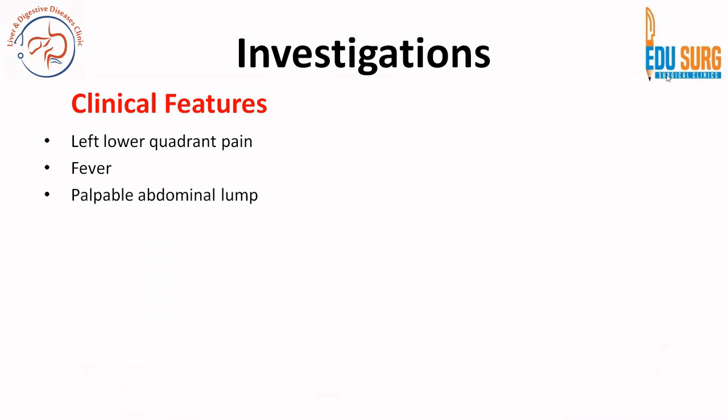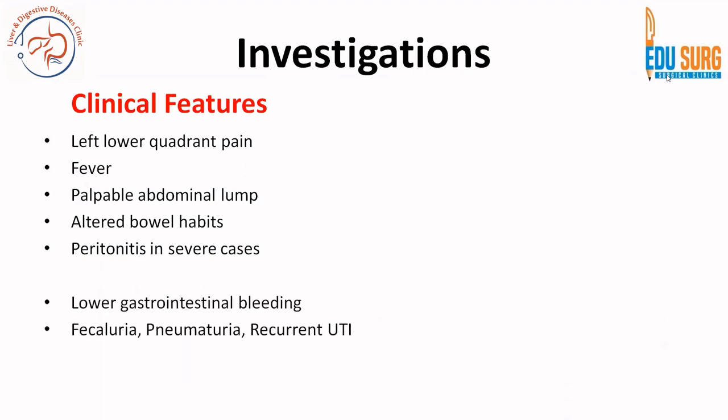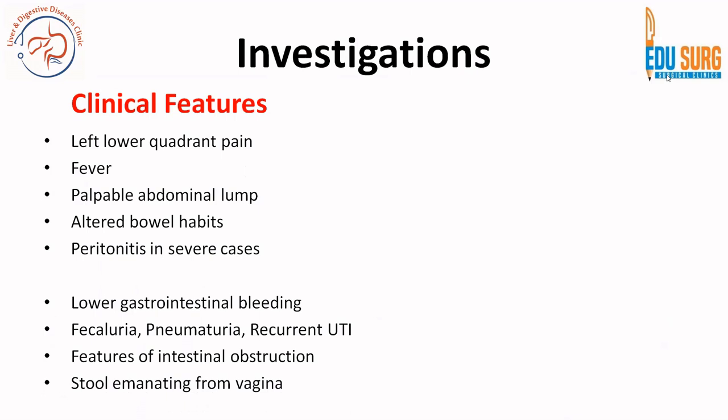Palpable abdominal lump is many times present, and you will see one of our patients' scans where a lump was present. Altered bowel habits is quite common. GI bleed is quite common. You can have features of peritonitis in severe cases of complicated diverticulitis. And you can have fecaluria, pneumaturia, and recurrent UTI, features suggestive of a colovesical fistula. You can have features of intestinal obstruction or stool emanating from the vagina, which is a feature of colovaginal fistula.